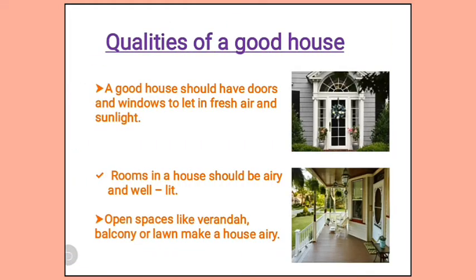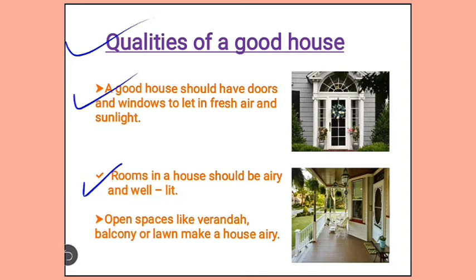Now, let us discuss the qualities of a good house. Children, as you all know, we all need fresh air and sunlight for our good health. So, a good house should have doors and windows through which fresh air and sunlight can enter into our house. Also, care should be taken that all the rooms or most of the rooms in a house should be airy and with sufficient light, that is, well lit.